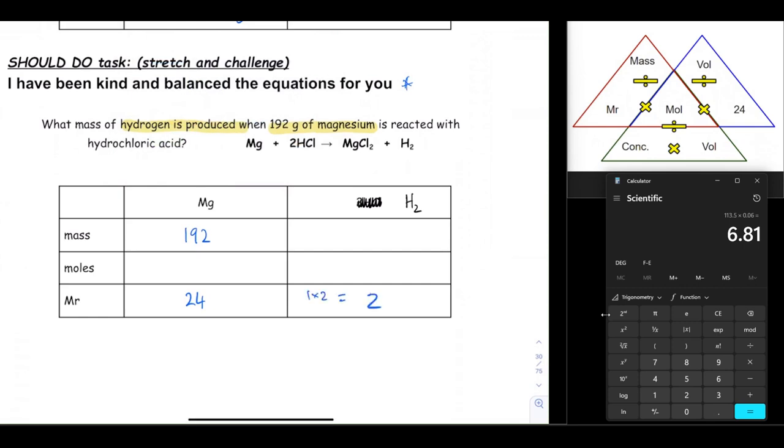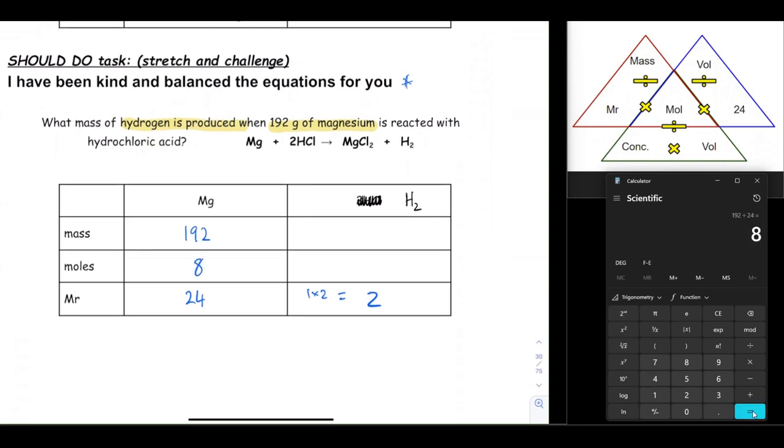So 192 divided by 24 gives me 8 moles. I've got a 1-to-1 ratio because I've got 1 mole of that for every 1 mole of that. So I must have 8 moles of that. I times that by 2 to give me 16 grams of hydrogen.